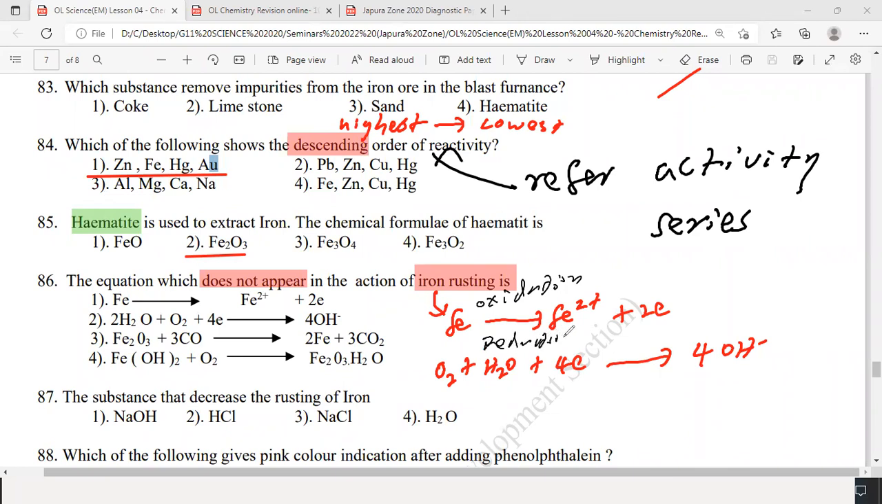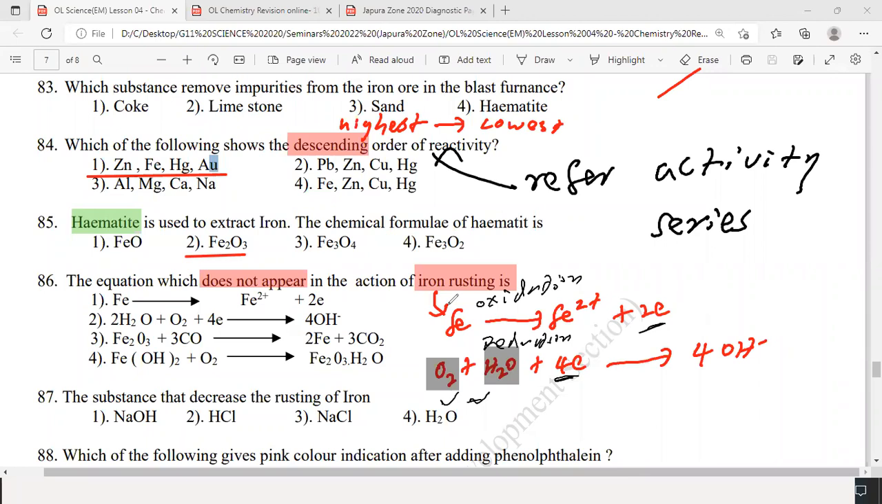What is reduction? Gaining of electrons. What is oxidation? Losing of electrons. That's why, as you might have learned, water and oxygen are necessary for rusting. Oxygen and moisture are necessary for rusting. Why? For the reduction reaction to take place, both oxygen and moisture are required. If one of these is missing, oxygen or water, there is no rusting.